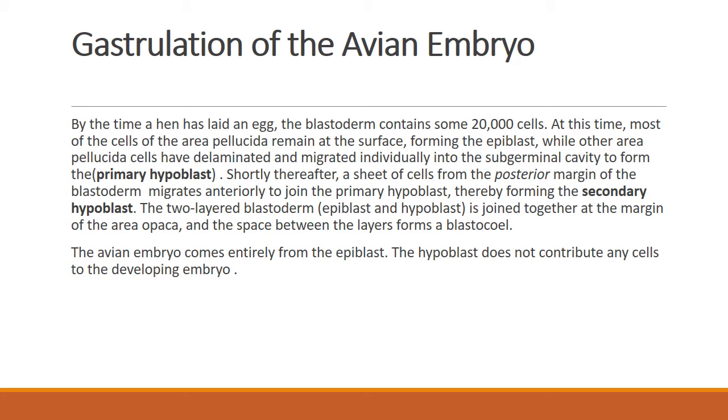Shortly thereafter, a sheet of cells from the posterior margin of the blastoderm migrates anteriorly to join the primary hypoblast, thereby forming the secondary hypoblast. The two-layered blastoderm, epiblast and hypoblast, is joined together at the margin of the area opaca. The space between the layers forms a blastocoel. The avian embryo forms entirely from the epiblast. The hypoblast does not contribute any cells to the developing embryo.